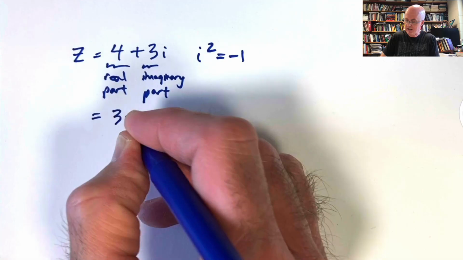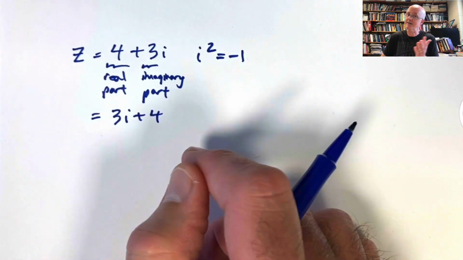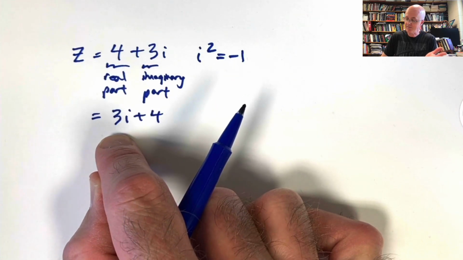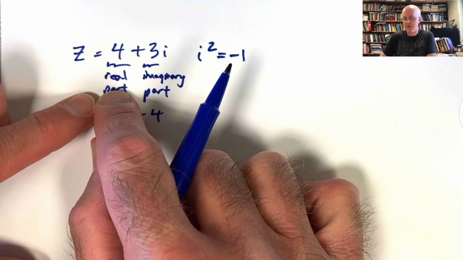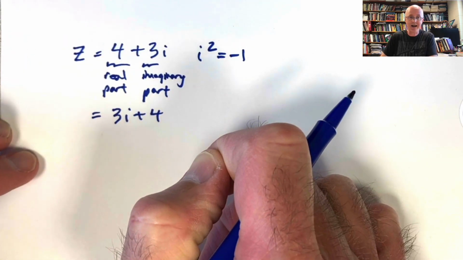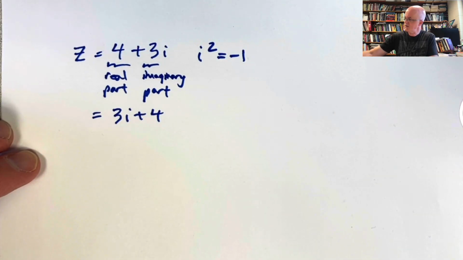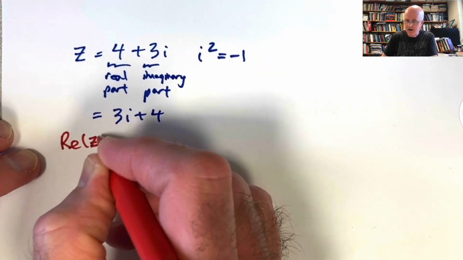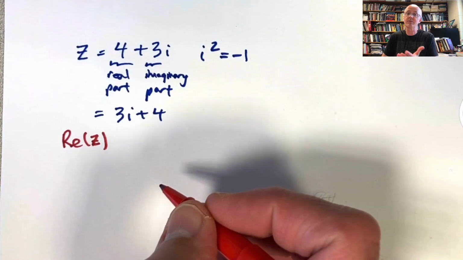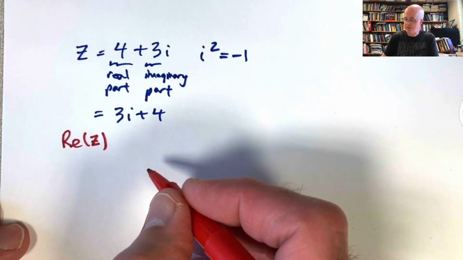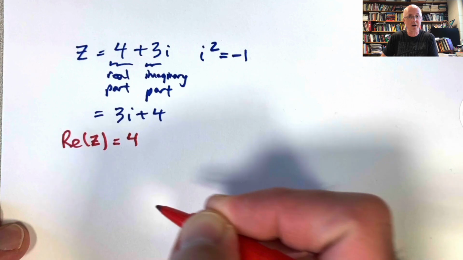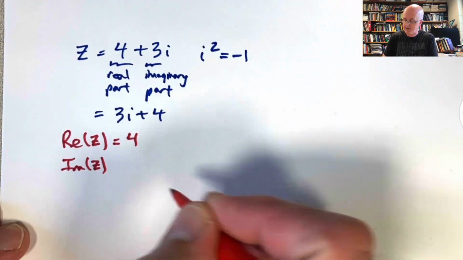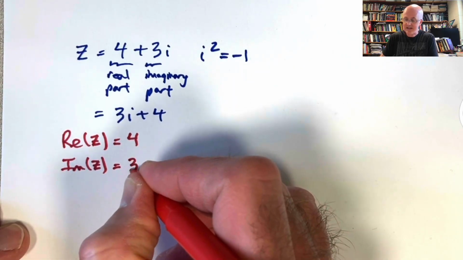You can write this as 3i plus 4. If you do so, it's still the same complex number. 4 is still the real part and 3 is still the imaginary part. But we'll most typically put the real part first and then plus the imaginary part times i. Notationally, we also use the following symbolism. Re of the complex number z is the symbol for the real part. So for this particular example, Re of z is 4, and Im of z is the imaginary part of the complex number z. Im of z is 3.